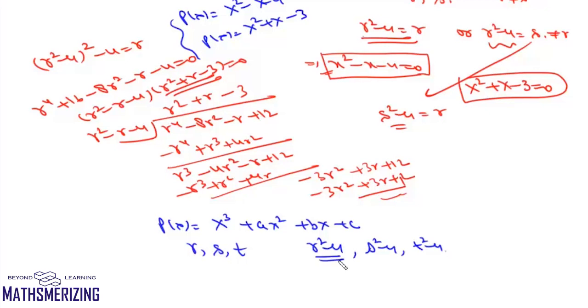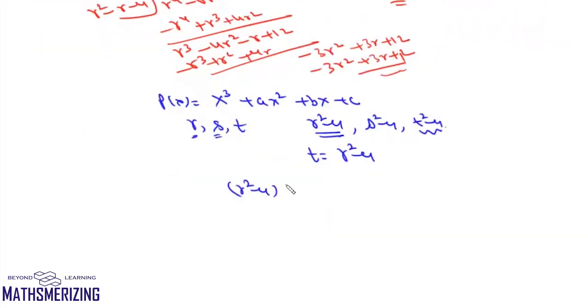Now this r square minus 4 cannot be equal to r and it cannot be equal to s, because if it is equal to r or s, then we'll get the solution from the first part. Here we need a different solution. So from here we can say this t must be equal to r square minus 4. If t is r square minus 4, then t square minus 4 must be equivalent to one of the roots. So t square minus 4 will be r square minus 4 whole square and minus 4.